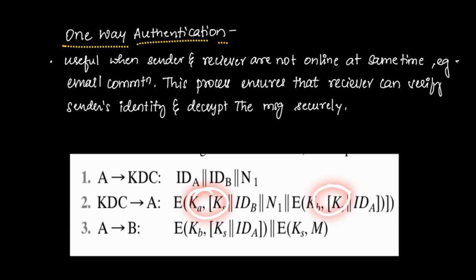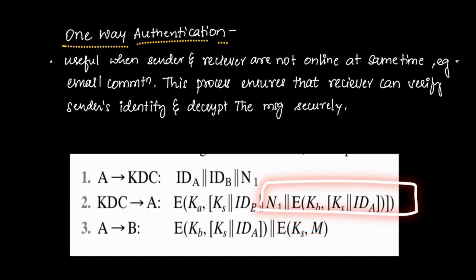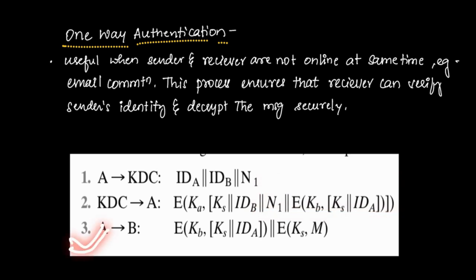So here the KDC securely distributes the session key to both Alice and Bob. It is encrypting with KA to ensure only Alice can decrypt it, and along with that it is also sending this part. This part will ensure that only Bob can receive the session key later. Next, A will send the message to B. A will send the same message to B.